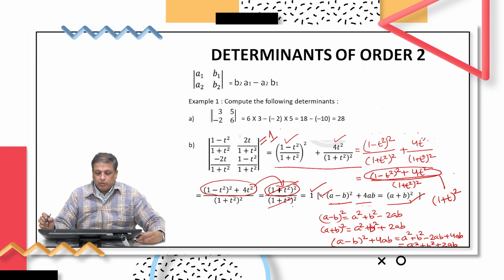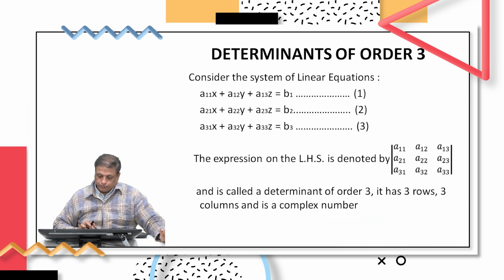I hope you are able to understand the procedure to solve a determinant of order 2. We solve the determinant for the constants and we also solve the determinants for the equations. So that means equations can also be the components of determinants, and determinants actually represent values, complex numbers. Now let's understand the determinants of order 3.